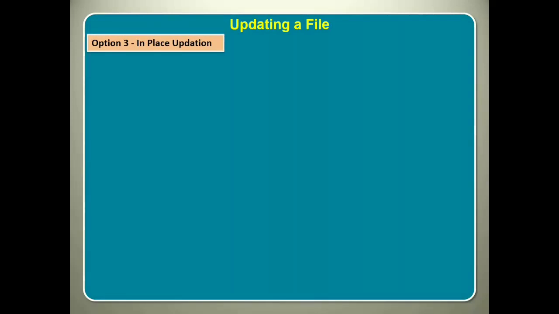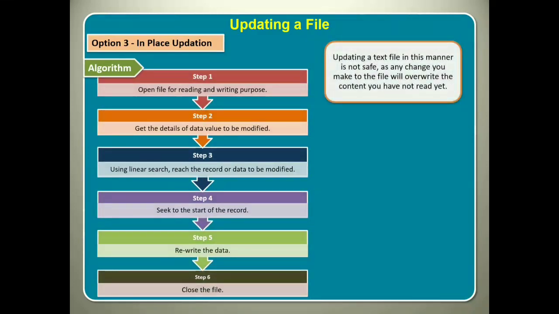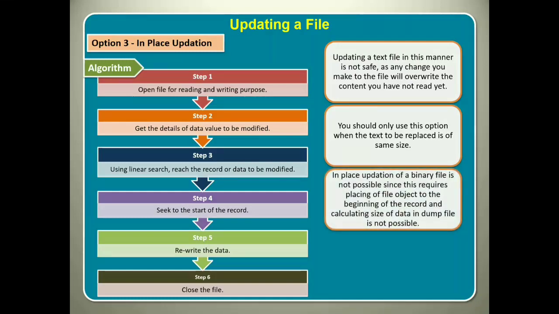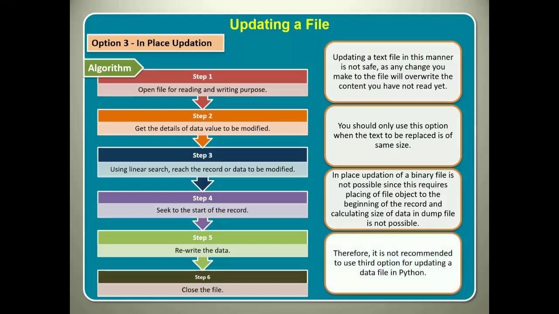Option 3. In-place updation. Here is the algorithm. Updating a text file in this manner is not safe, as any change you make to the file will overwrite the content you have not read yet. You should only use this option when the text to be replaced is of the same size. In-place updation of a binary file is not possible since this requires placing the file object at the beginning of the record, and calculating the size of data in the dump file is not possible. Therefore, it is not recommended to use the third option for updating a data file in Python.